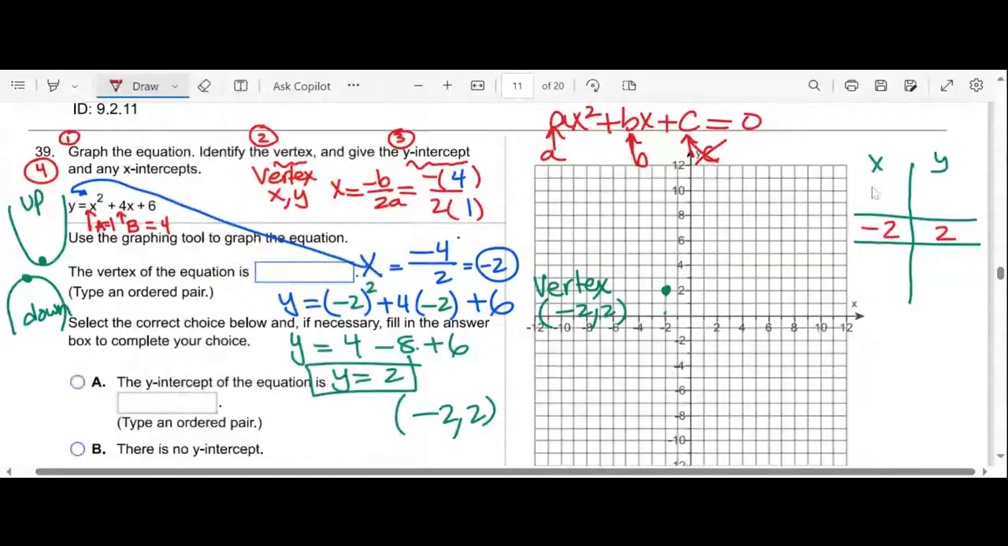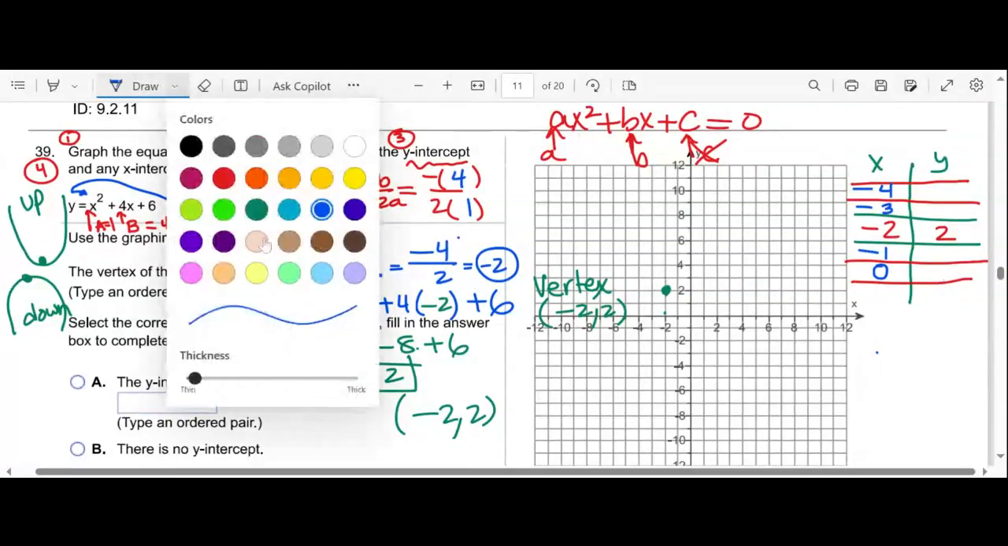Now I need a point on the top and a point on the bottom. Or you can have 2 points and 2 points. You decide how many points you want. So let's take 1 point before and 1 point after. Before is going to be negative 3, and after, negative 1, 0. The easiest one is to start with 0. If you put 0 in here, what are you going to get? 6.